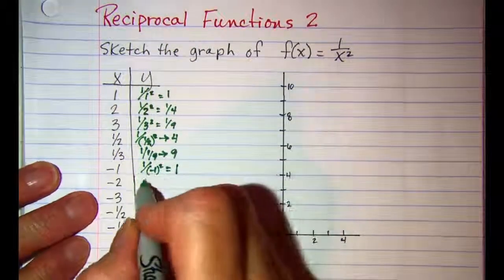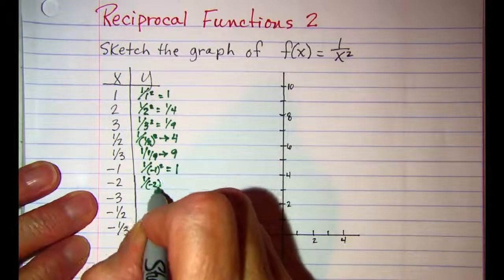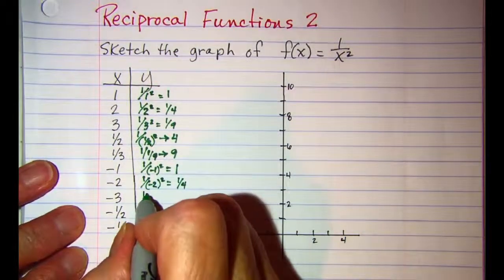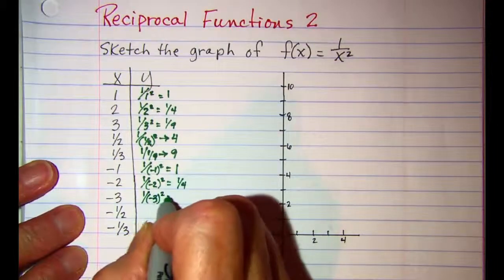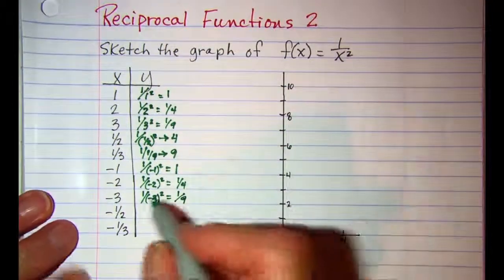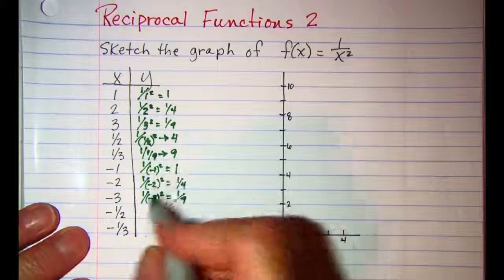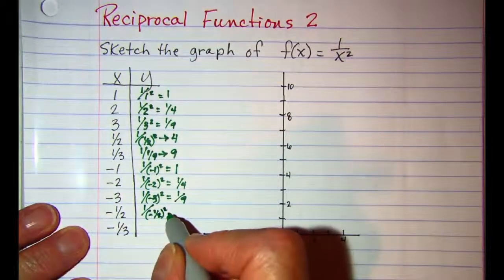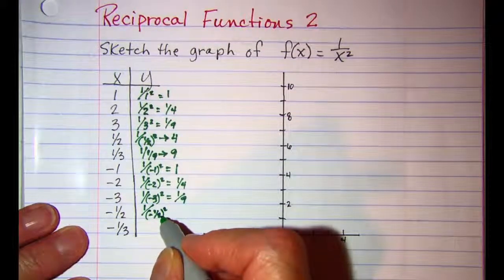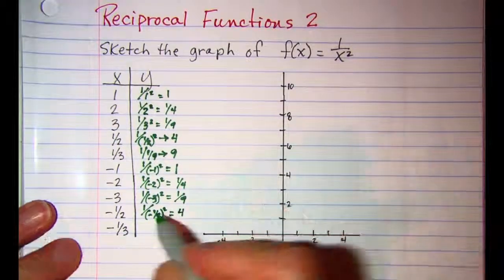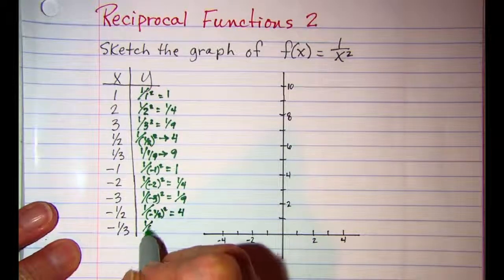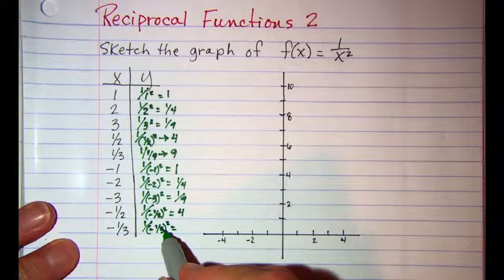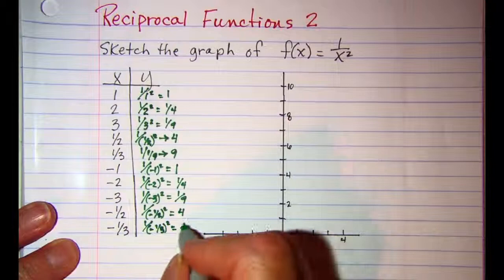When x is -2, it's 1 divided by (-2) squared, which is 1/4. When x is -3, 1 divided by (-3) squared is 1/9. When x is -1/2, we have 1 divided by (-1/2) squared. This is a positive 1/4, so 1 divided by 1/4 is 4. And this one is 1 divided by (-1/3) squared, and (-1/3) squared is 1/9. So 1 divided by 1/9 is 9.